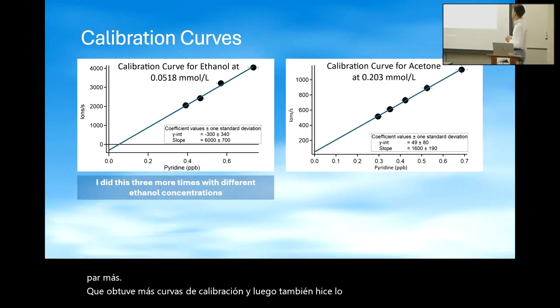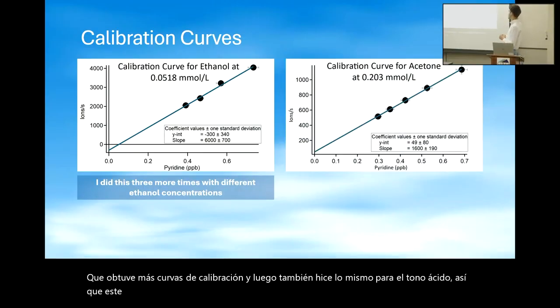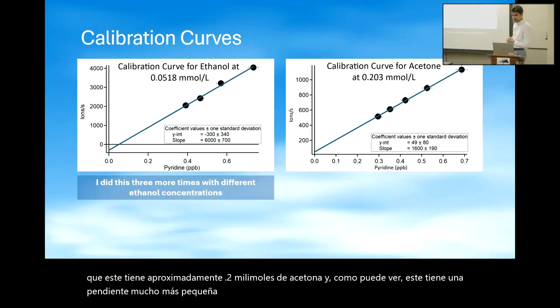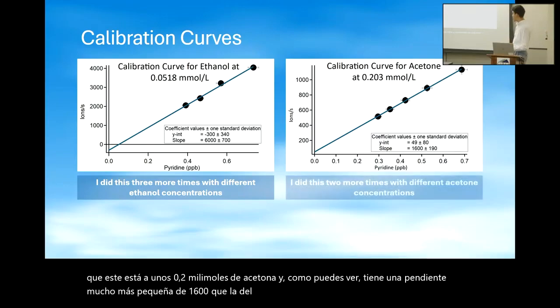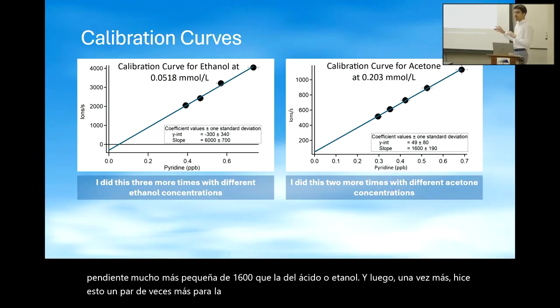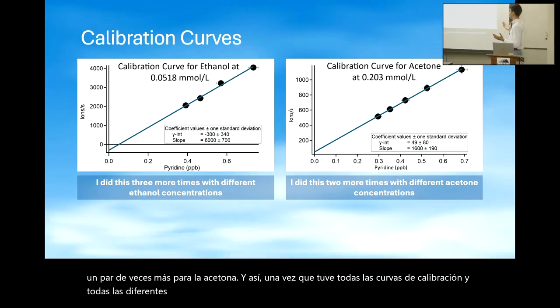So this one's at about 0.2 millimoles of acetone. And as you can see, this one has a much smaller slope of 1600 than that of ethanol. And then once again, I did this a couple more times for acetone. And so once I had all the various calibration curves and all the different slopes, I decided to make another plot to compare them all.